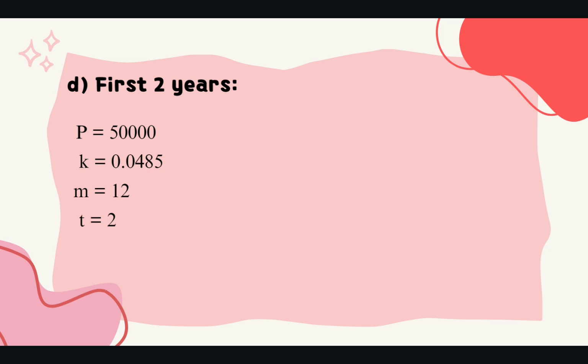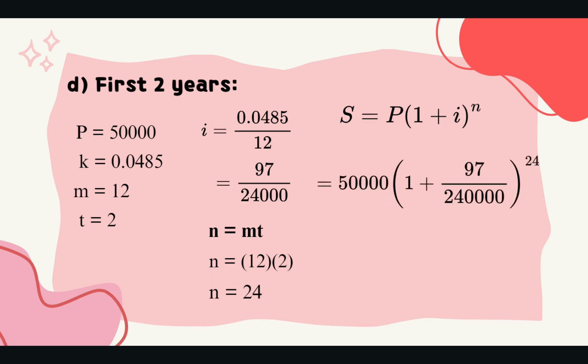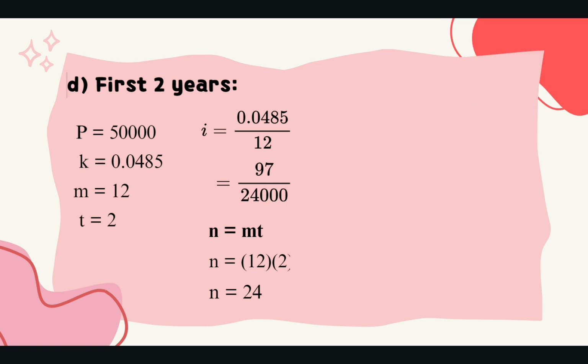Before we move on, we first need to know which formula we need to use. S equals P, open bracket, 1 plus I, close bracket, to the power of N. Let's find I by dividing K by M, and we get 97 divided by 24,000. Next, the value of N, which is 12 times 2, is 24. After we calculate all these values, we just need to insert them into the formula. The first 2 years of investment we get is 55082.25.